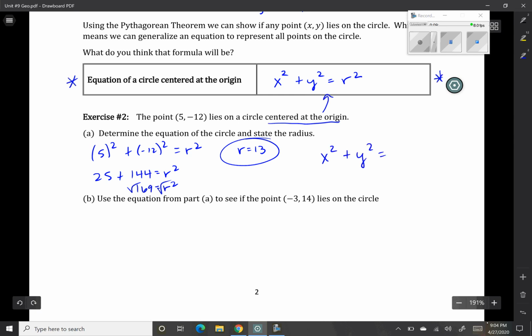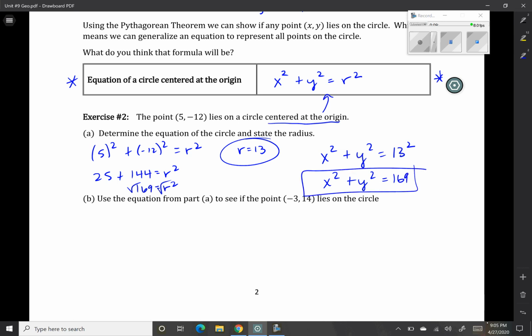Now the thing that's going to be true for all points on the circle is the radius is going to be 13. So if I plug in r of 13, I then can clean that formula up a little bit. And here's my equation of the circle. That represents every single point that is or is not on this circle.